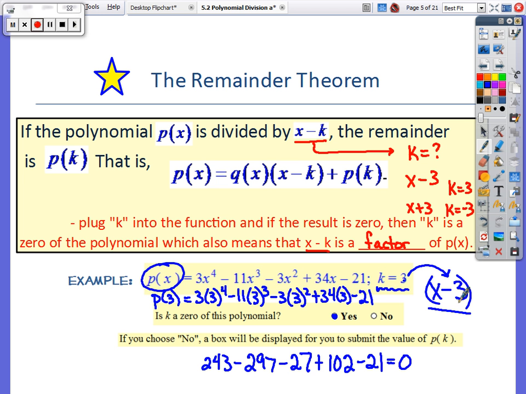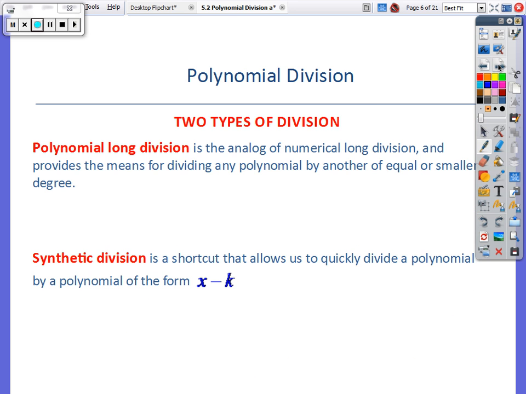That's good to know because now I know one of the factors. So if I'm trying to factor this huge polynomial, I know one of the factors and I can use long or synthetic division to find possibly some others. And that's where we're heading. Okay? So let's talk about those two types of ways of finding our division problems. The two types of division are going to be polynomial long division and polynomial synthetic division.